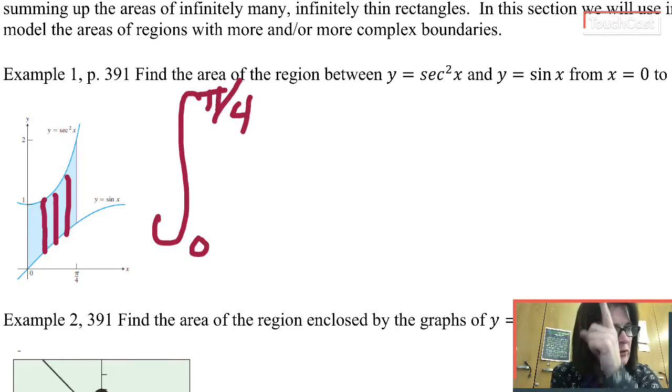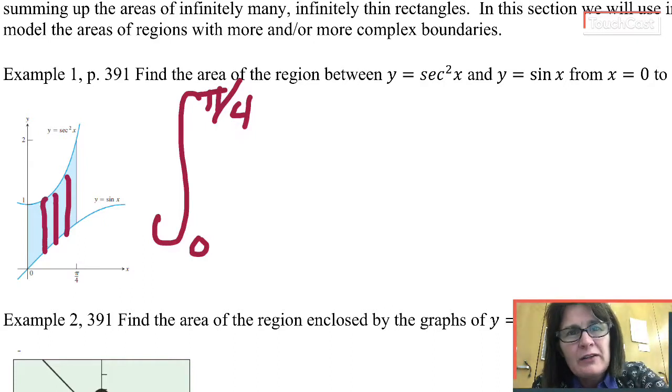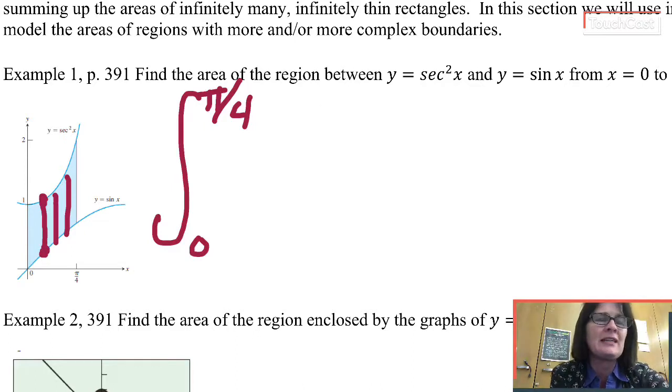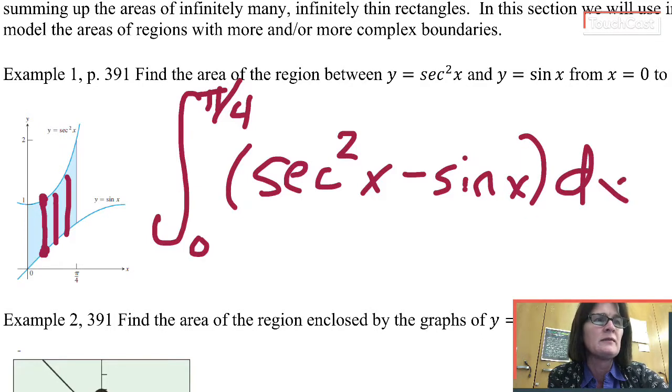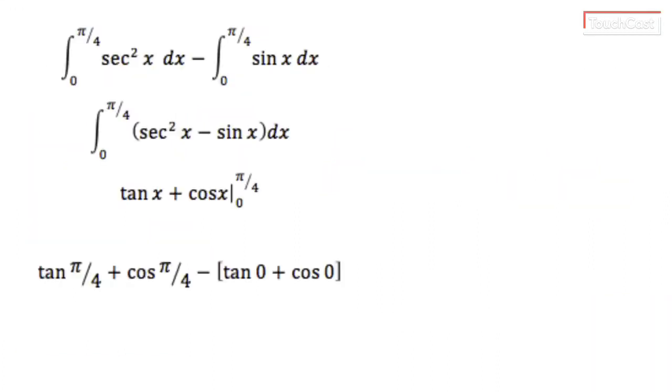Every time I drew one of those red vertical line segments, the length of that is whatever the top y value is minus the bottom y value. So that point minus that point. When I subtract them, I'm going to end up subtracting the top curve minus the bottom curve. And that's going to be secant squared of x minus sine of x dx. So that's the integral I can write to find this blue shaded area. I'm going to switch boards and then show you how to integrate that.